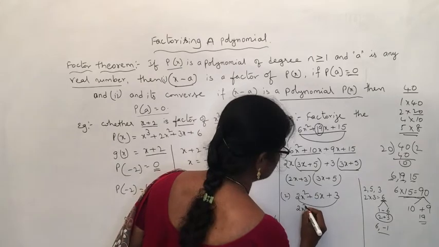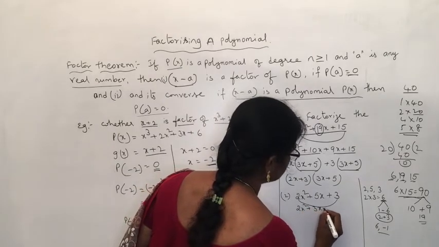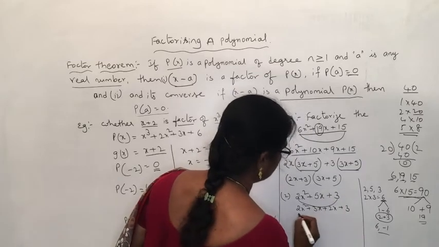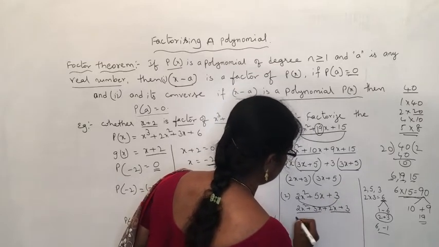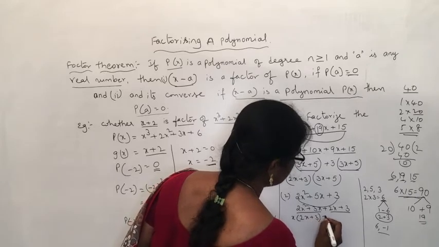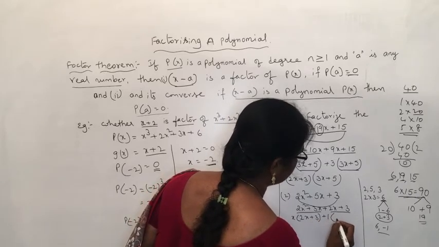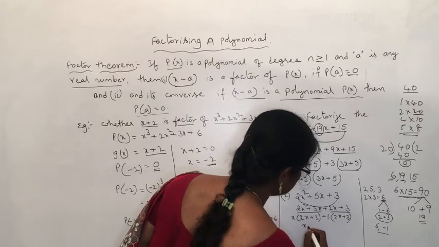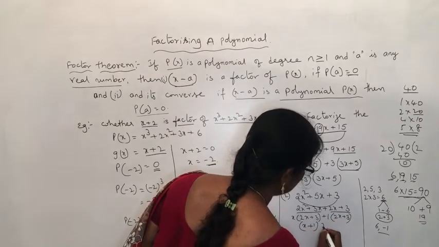Now 2x square plus 3x plus 2x plus 3. Now in this, which is common? Only x is common. x times 2x plus 3. Here nothing is common, then we have to take 1. 1 times 2x plus 3. Now what are the factors? x plus 1, 2x plus 3.